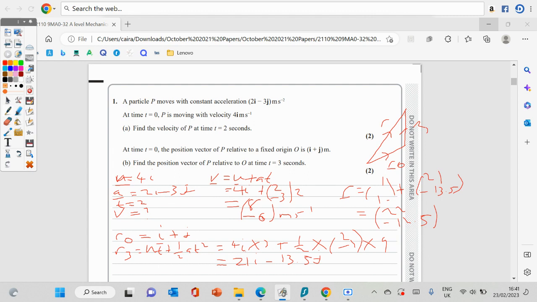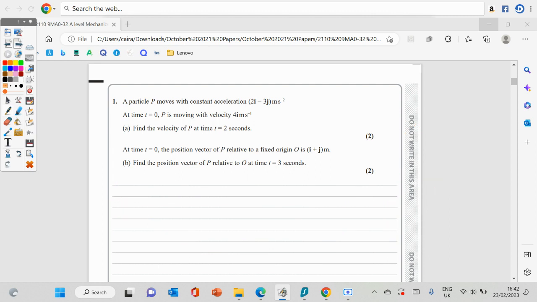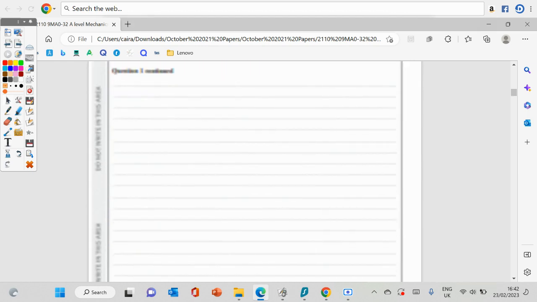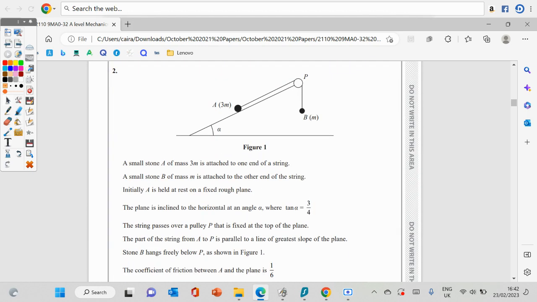In the mark scheme, just having a look next to me here, you're not losing any marks for writing it in a different form. If you're writing it in i and j or column, you're not going to lose marks for it. Even in the real thing, you're not going to lose marks. So, yeah, we just need to be slightly careful of some of these. Moving on to question number 2.